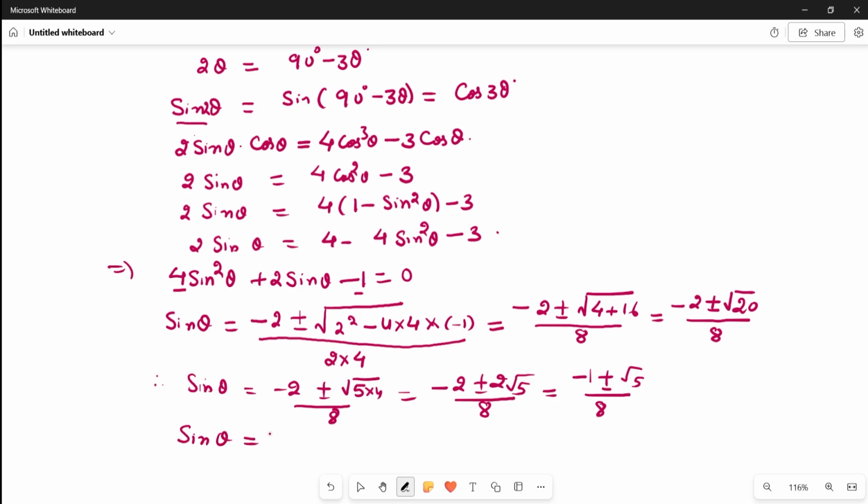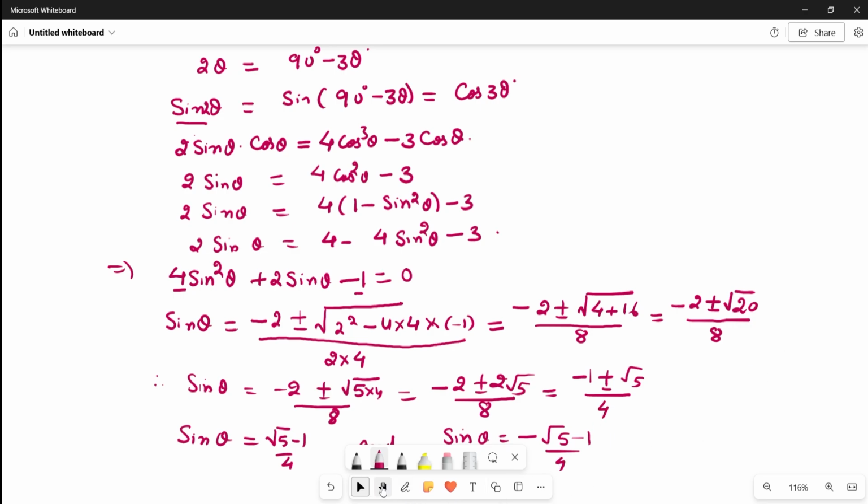One is with plus: root 5 minus 1 upon 4, and the second value is sine theta is minus root 5 minus 1 upon 8. Upon 8 means here it should be 4. 2 is cancelled. 4.